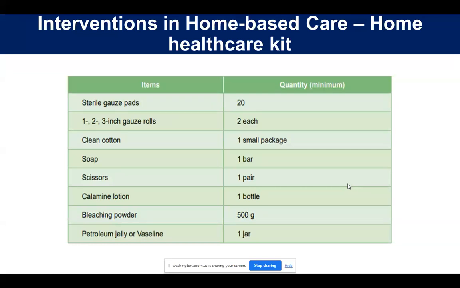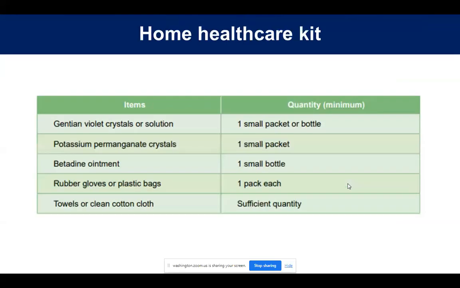So in the intervention, they should make a healthcare kit: sterile gauze, clean cotton, soap, scissors, calamine lotion, bleaching powder, petroleum jelly, Vaseline. This is a home care kit which they can make and keep aside for the patient. Whenever required, they can use it. Also gentian violet, KMnO4 crystals, betadine, rubber gloves, towels.